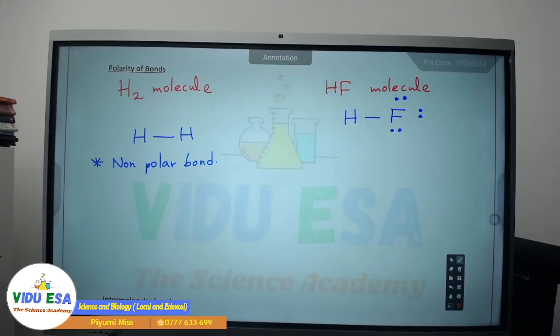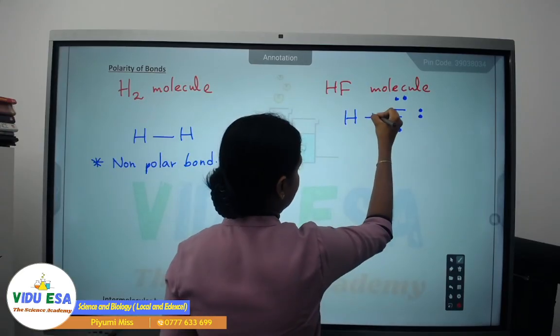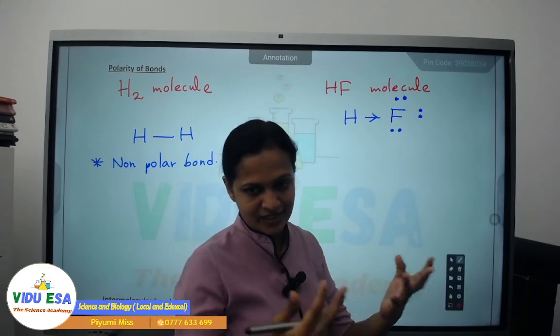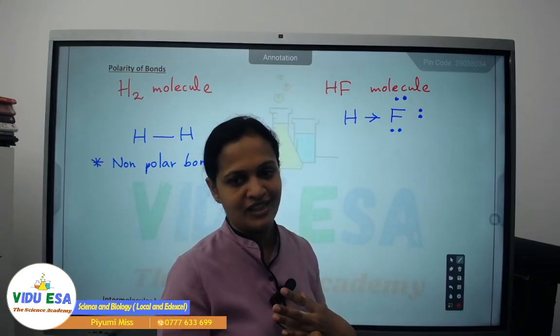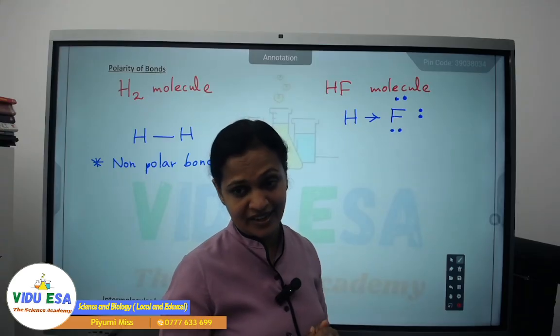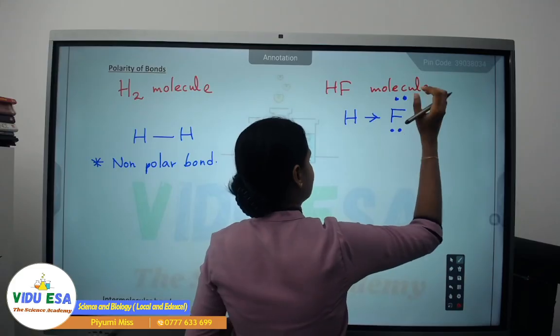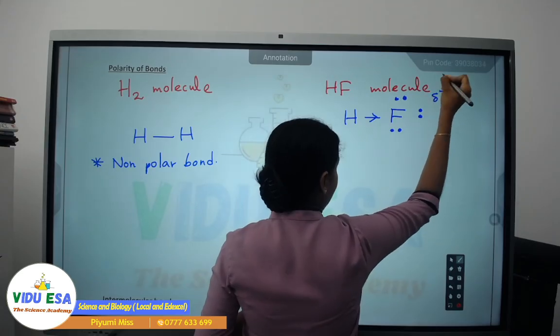Since fluorine has a high electronegativity, it will attract the bond electrons towards itself. Therefore, it attracts the bond electrons also towards itself. Since the electrons are negatively charged, since this fluorine attracts the bond electrons, fluorine gets a slight negative charge.